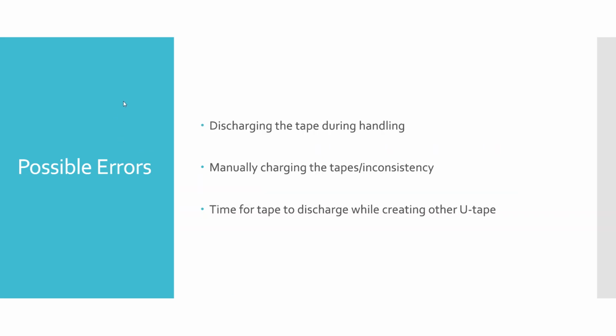Some possible errors: discharging the tape during handling. If you weren't careful, you would touch the tape too much and it would no longer be charged. Also, creating the tapes manually causes some inconsistency. Sometimes you might rip off more electrons than you intended, or lose more electrons than the first piece of tape, so one might be more charged than the other. And then there's the time for the tape to discharge, because while you had it floating between the stackable objects, it would often discharge if you took too long making your second piece of tape.